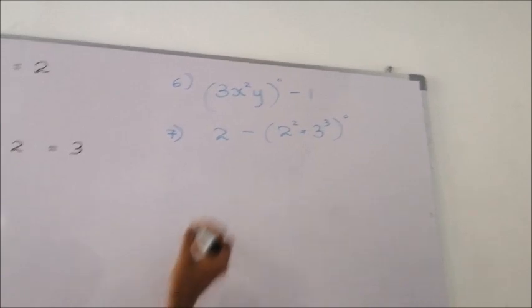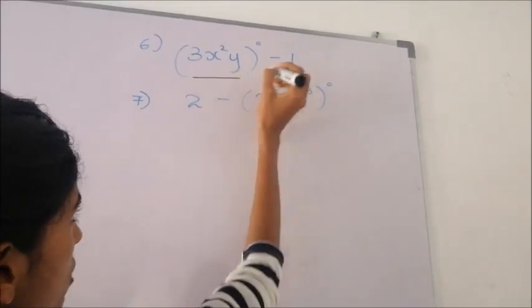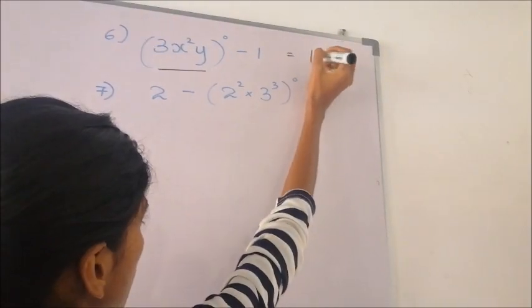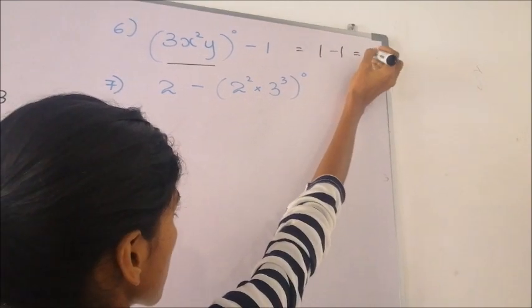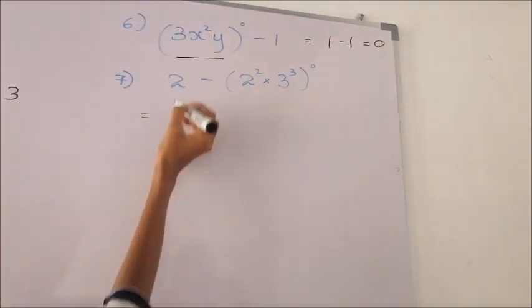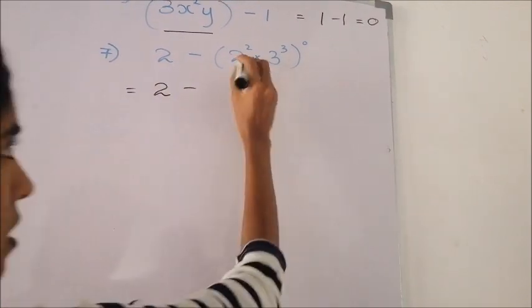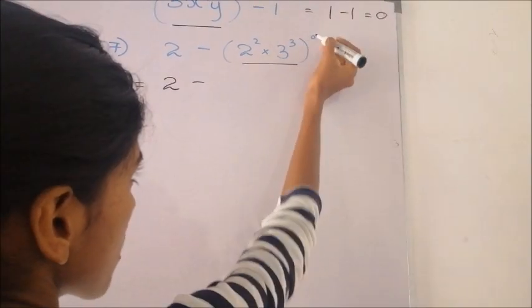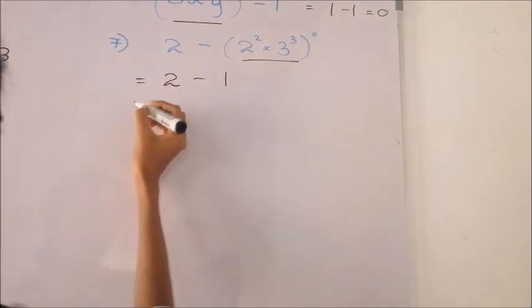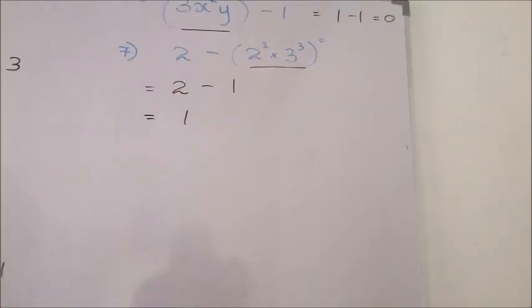Go to the next section. Right. The index of this full section is 0, so we can write 1. From 1 we will subtract 1, answer is 0. Next, we will write just 2, that is not an index number. We will write it just. Here, the index of this whole section is 0, so we will write 1. From 2 when we subtract 1, 1 is the answer.